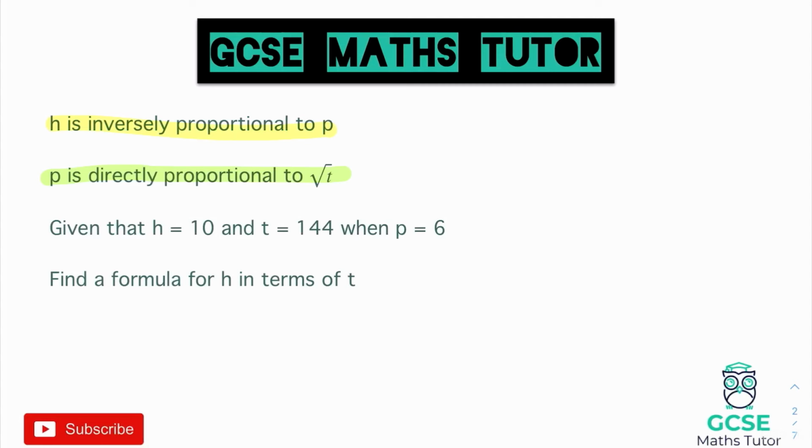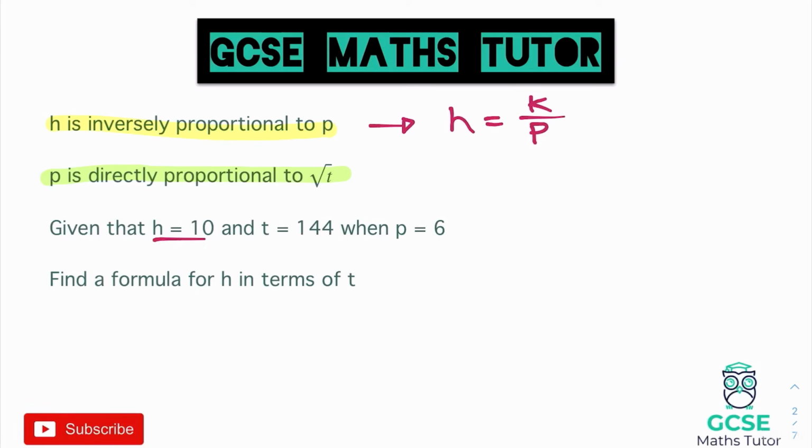So if we start going for it, we'll write our formula for h, which is inversely proportional to p. So look at that first one then. We're going to have h is equal to k over p, and again we're going to find our value of k by picking out these values from down here.